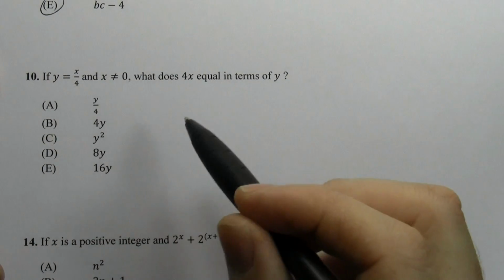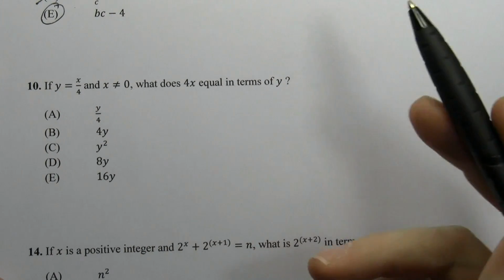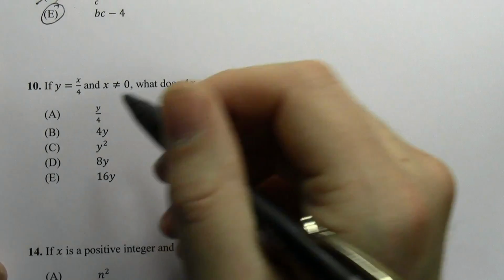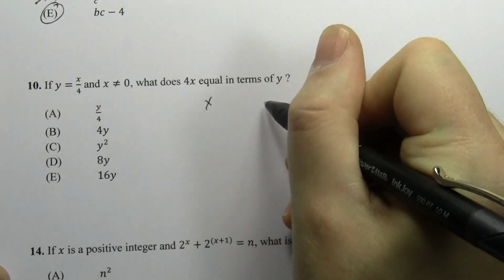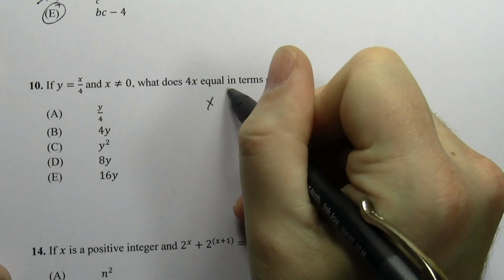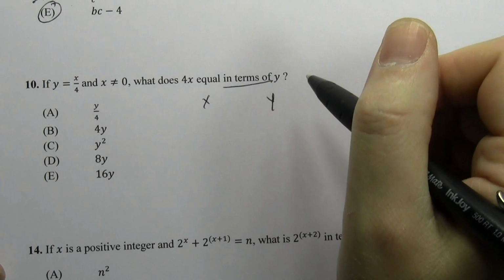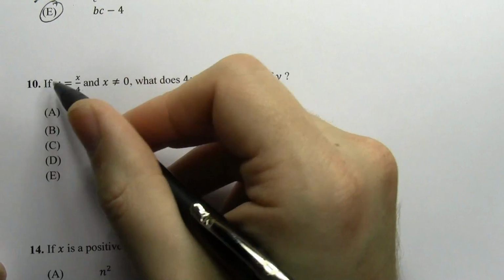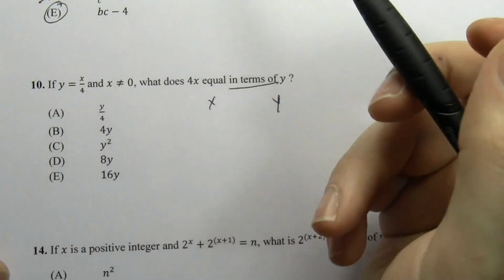y equals x over 4, and x does not equal 0. What does 4x equal in terms of y? So again, let's pick a number for x and a number for y, because we see this phrase "in terms of." I'll pick x first, just because I know that I'm going to divide by 4, and I'm going to pick a number that's divisible by 4.